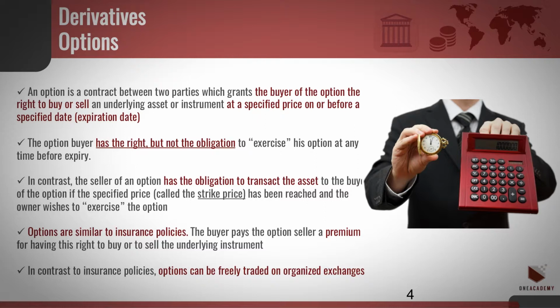Options work much like insurance policies. The buyer pays the option seller a premium for having this right to buy or to sell the underlying instrument. In contrast to insurance policies, options can be freely traded on organized exchanges. Like futures, options can be on any kind of instrument, such as stocks, gold, FX, etc.